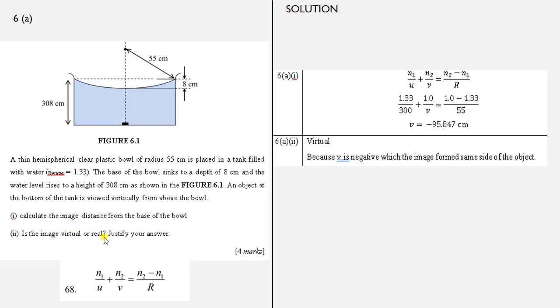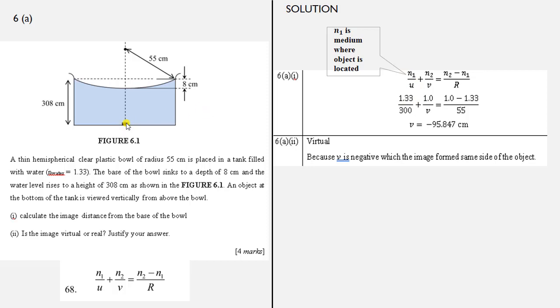Is the image virtual or real? We need to justify the answer. So this will be the image formed due to the refraction at a spherical surface. So we are going to use equation 68 in our list of formula. Anyhow, which one will be our n1, which one will be our n2? So always bear in mind, n1 will be the medium where we have the object located. So our object is put inside the water, so our refractive index for n1 will be 1.33.